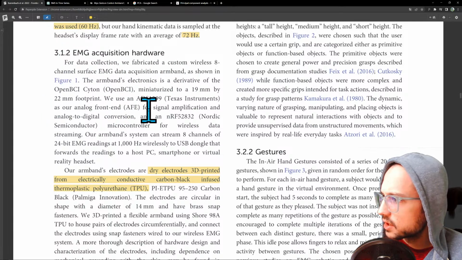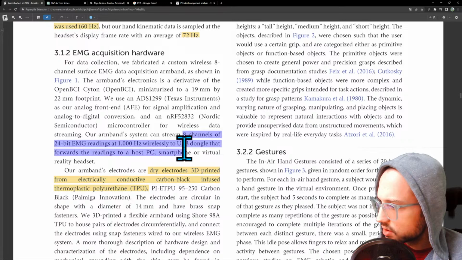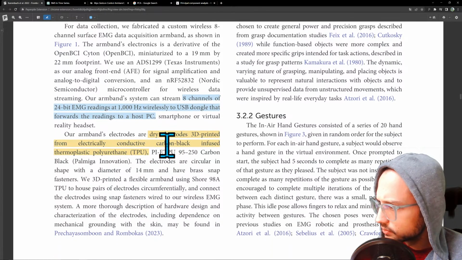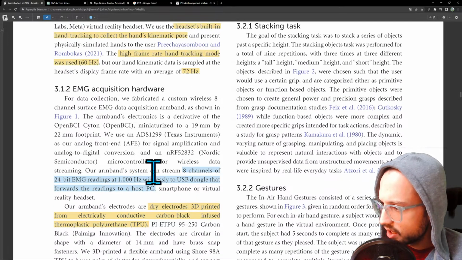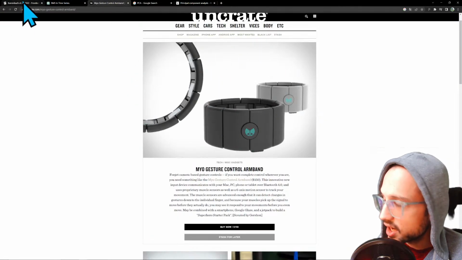So here they're describing the chips that they use. This is a little bit more numbers here: 8 channels, 24-bit, 1000 hertz. And then it talks to a USB dongle. 1000 hertz, that's a lot, right? So you can definitely sample at a much higher frequency on these wristbands, 1000 hertz, than you can on a headset, 60 hertz, right?